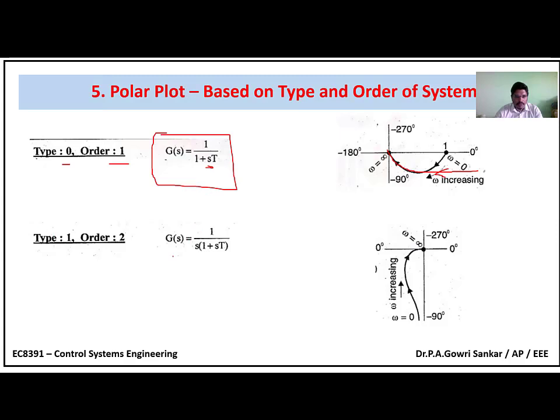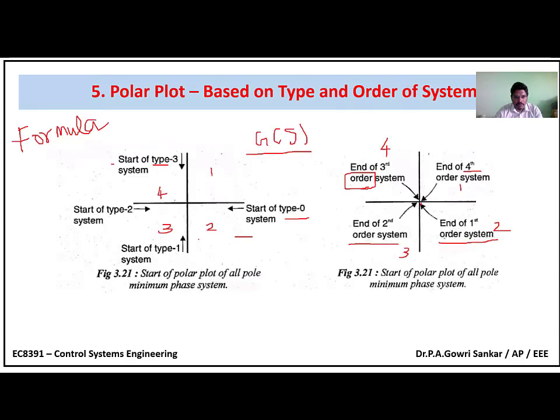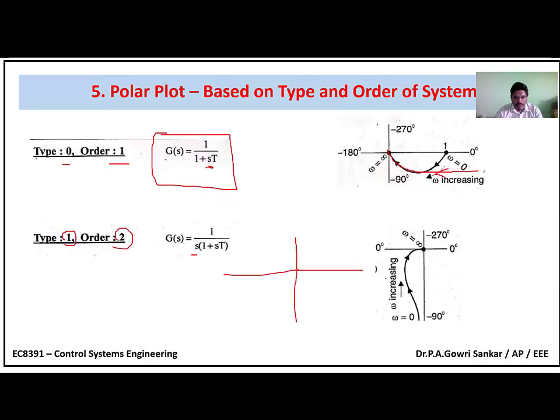Now you see the second problem: G of s is equal to 1 divided by s into 1 plus sT. Here the type is 1, order is 2. Now you just draw the quadrants. Type 1 means it will start in the third quadrant. Order 2 means it will end in the third quadrant. You have to draw manually like that, and after that you have to put an arrow mark.